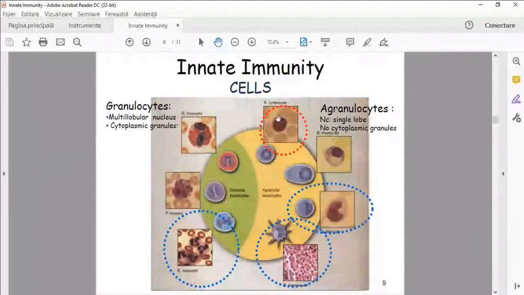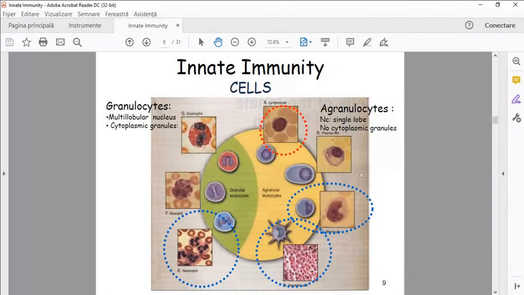Agranulocytes are characterized by a large nucleus, and they don't have cytoplasmic granules. They function as lymphocytes. We can find two types of lymphocytes: large lymphocytes, which are natural killer cells, and small lymphocytes, which can be T lymphocytes or B lymphocytes. After their activation, these small lymphocytes can drive different types of immune response.